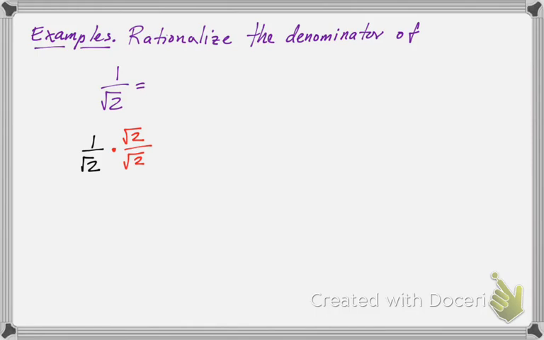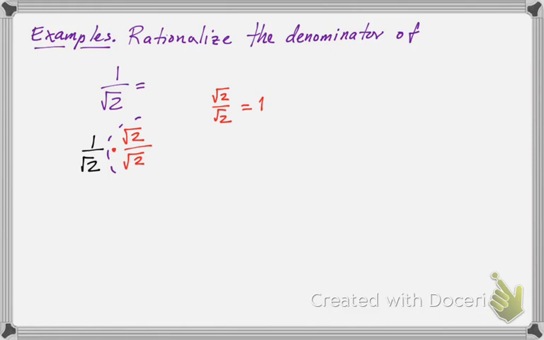Okay, so why square root of 2 over square root of 2? Because square root of 2 divided by the same thing is 1, right? So I am multiplying by 1. This is like multiplying by 1. So I'm not changing my problem. That's why I have to have the same things in the numerator and the denominator.